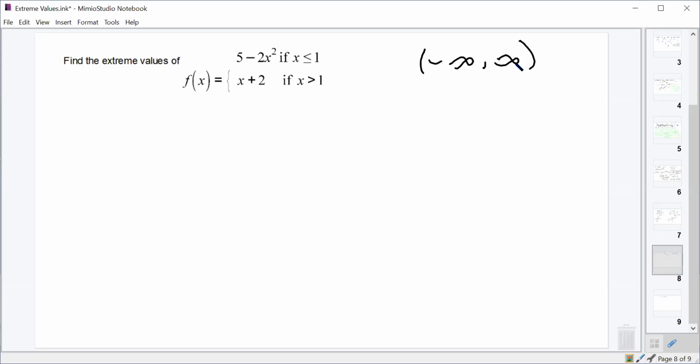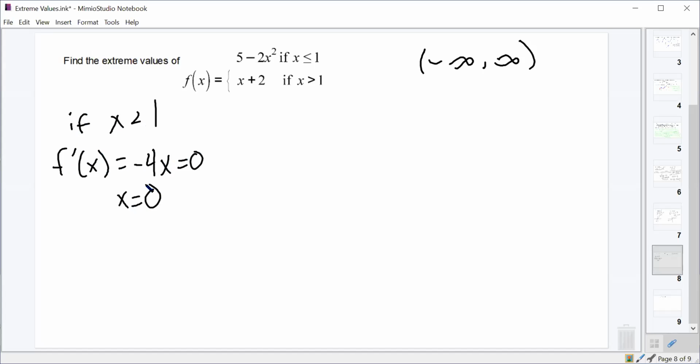Since our function is split up into two different pieces, let's do one for when x is less than 1. We're not going to do one at 1. We'll deal with that in a little bit because that's where our breaking point is, and so we got weird stuff happening there. But if x is less than 1, what is f prime of x equal to? Negative 4x, yep. And when does that equal 0? If x is 0? And is it ever undefined? No, it is never undefined.